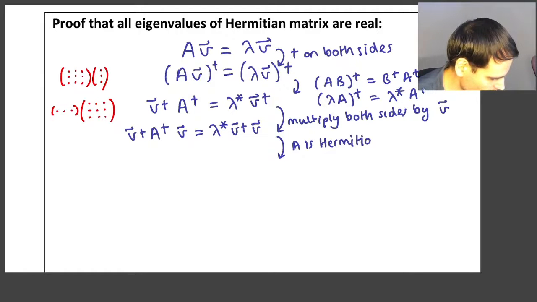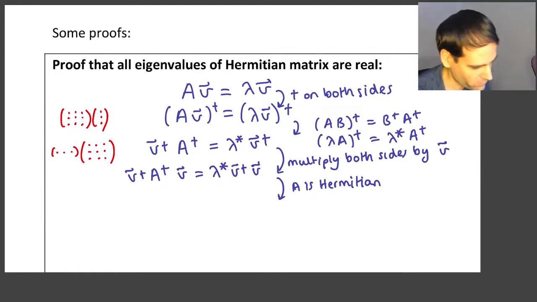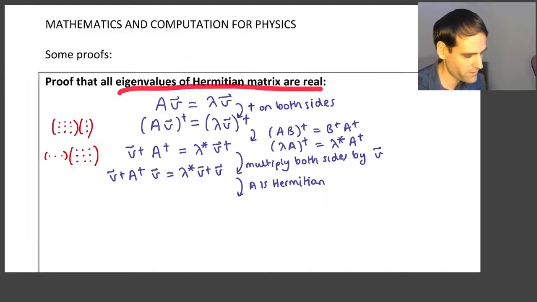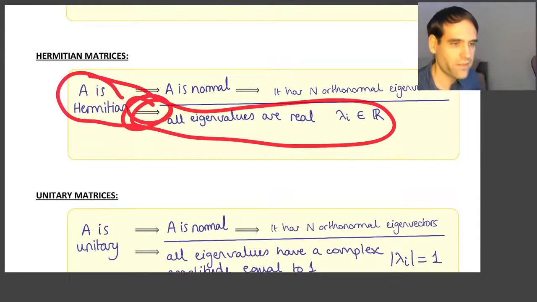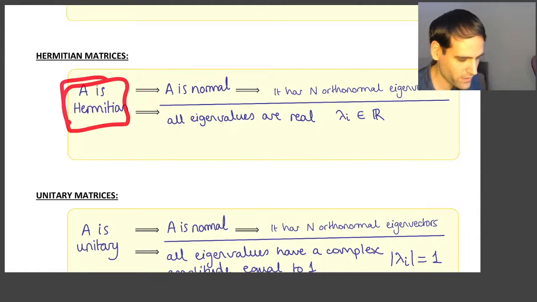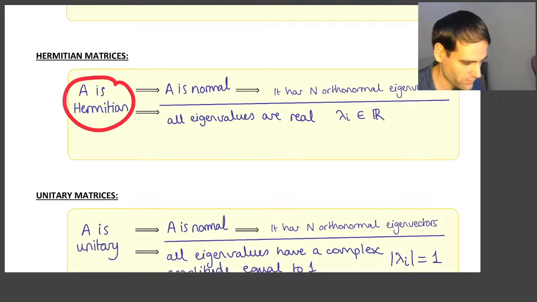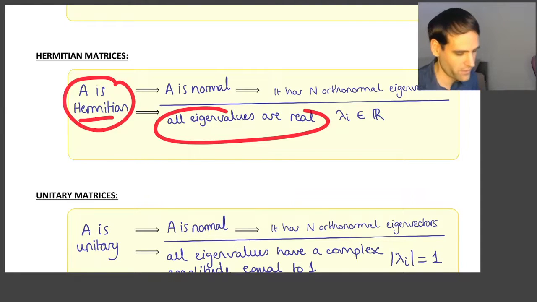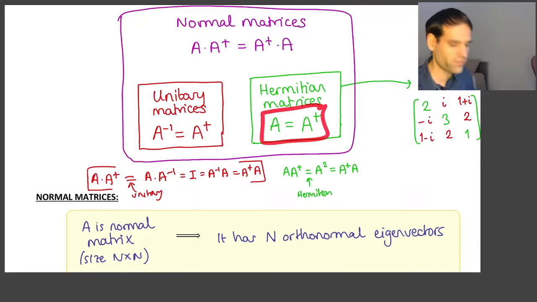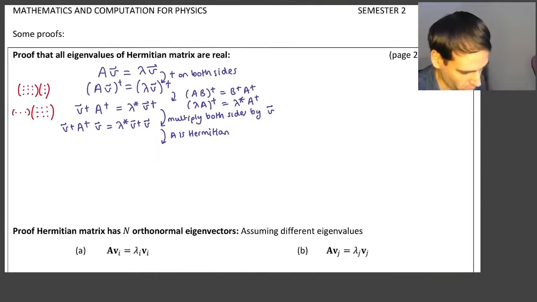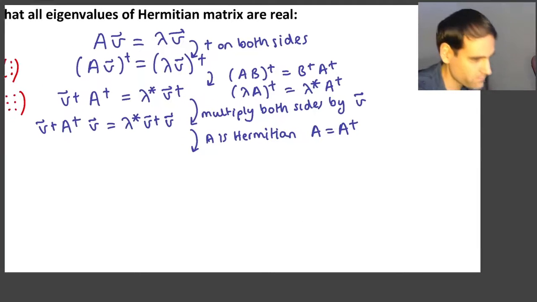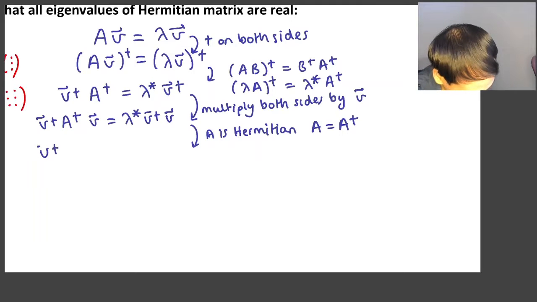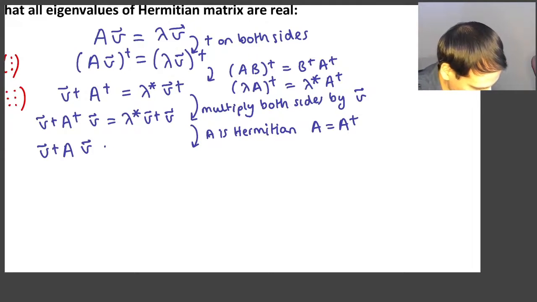Okay, so that was our starting point. We want to prove that all eigenvalues of a Hermitian matrix are real. Yeah, we want to prove this arrow here with this arrow here. Therefore, it's valid for us to assume that this is true, because we try to assume that this is true to prove this. So we assume A is Hermitian, and remember that the Hermitian matrices have this condition: A equals A dagger. So A is Hermitian means that A equals A dagger. And therefore, V dagger times A times V is equal to lambda complex conjugate times V dagger times V.